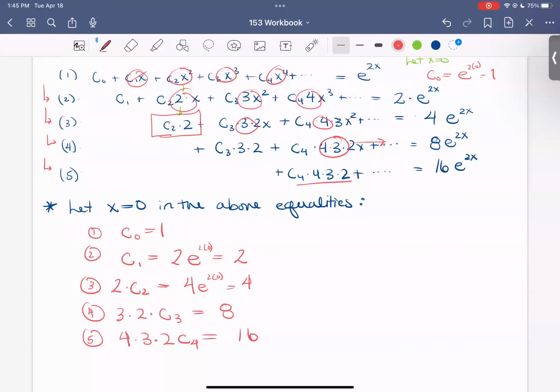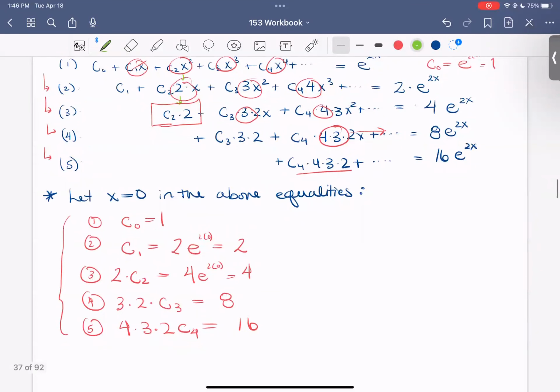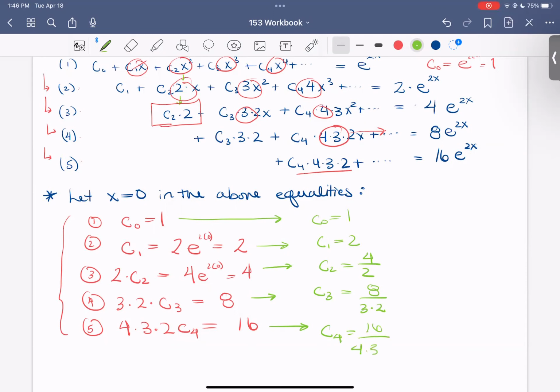So I encourage you to pause the video at this point and just make sure you have these new 5 equations that are going to help us determine those coefficients. Okay, so notice that I don't quite have the coefficients solved, but we can go ahead and solve them. So C0 equals 1. C1 equals 2. So these two are already solved. But then we have C2 equals 4 over 2. C3 equals 8 over 3 times 2. C4 equals 16 over 4 times 3 times 2.